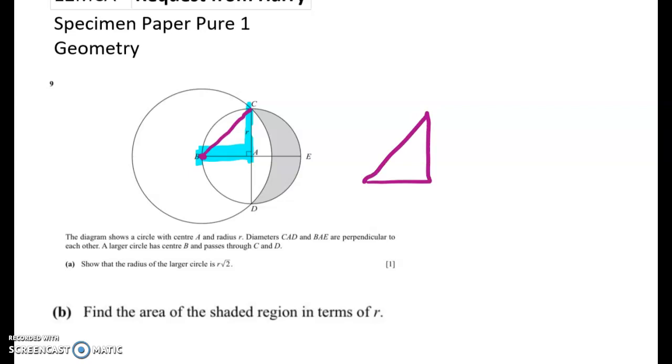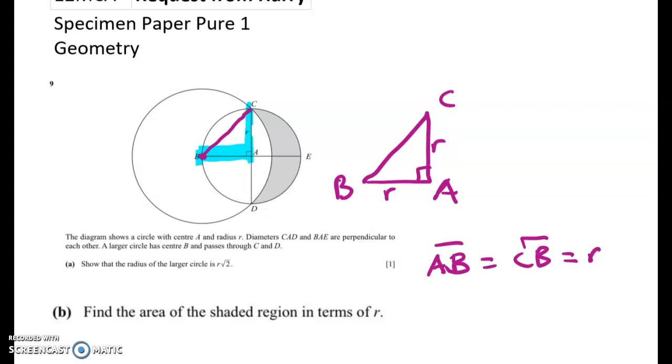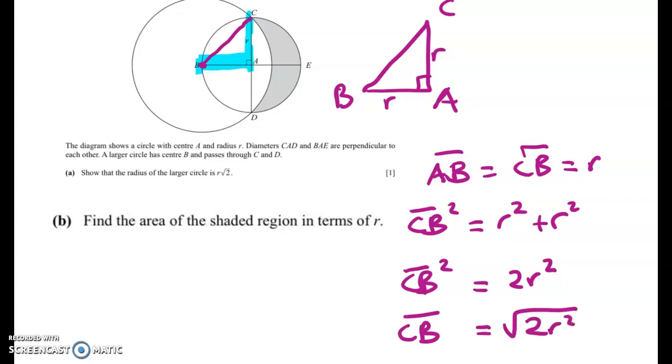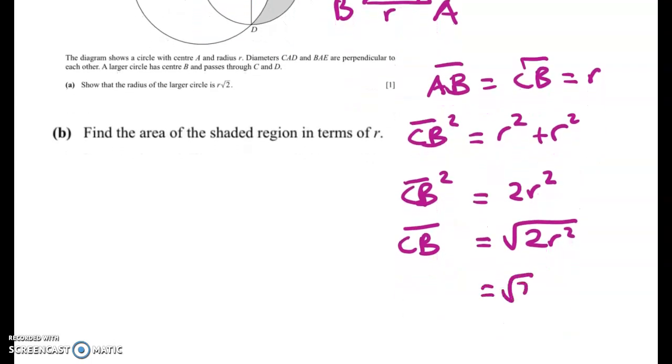So let's draw that now. We've got A, C, B, and we've got an angle here, and this is R, and this is R. So AB is equal to CB is equal to R. And by Pythagoras, we have this. So CB squared is equal to A squared plus B squared, R squared plus R squared. So length CB squared is equal to 2R squared, which means that length CB is equal to the square root of that, which is equal to root 2R as required.